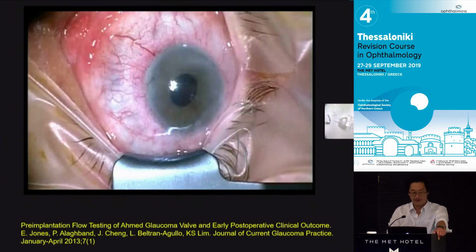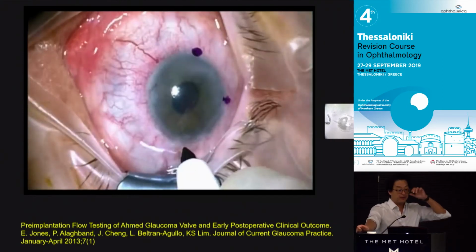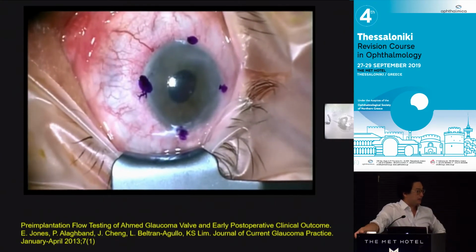Can I suggest an alternative? What about putting the Supramid ab interno, tying off the tube at the front with more than one 9-0 Prolene? Yeah.